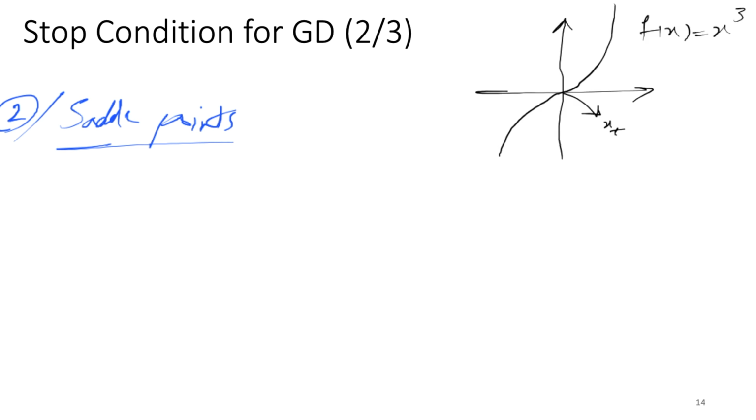All right, let's see the second remark. How about the saddle points? In a function such as f of x equals x cubed, this point is called a saddle point. This point might also confuse gradient descent for its stopping condition, because f prime at this point would be equal to 0 as well, but this is not a global or a local minimum, right?